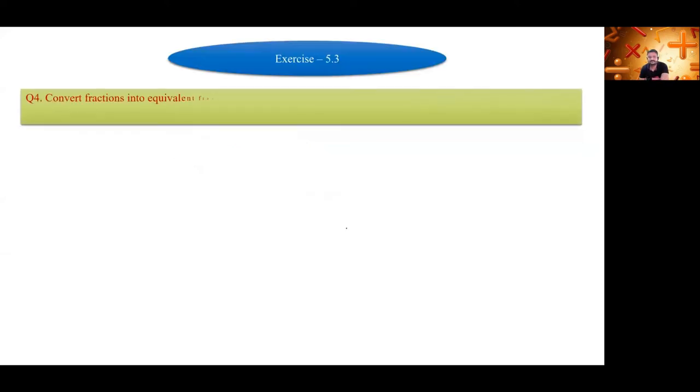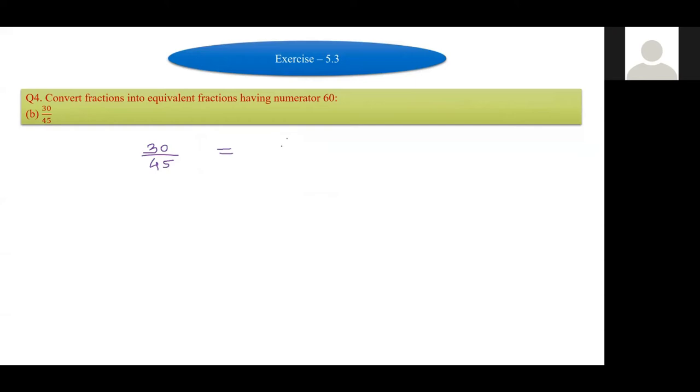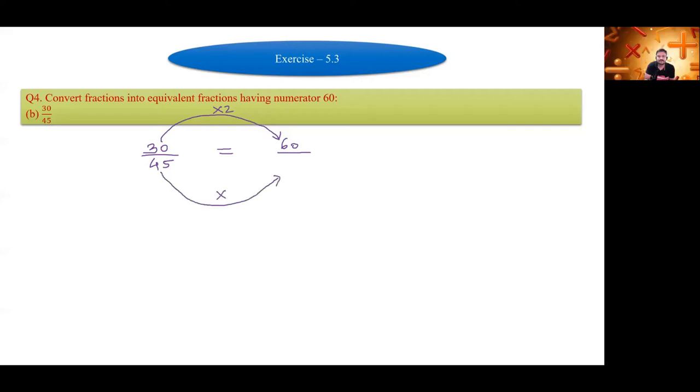Shaurya Lahoti. Yes, sir. Convert fractions into equivalent fractions having numerator 60. 30 upon 45. We will multiply 30 by 2. 30 becomes 60 and 45 becomes 90. Correct. 45 twos are 90. So the equivalent fraction is 60 upon 90. Okay. Next, Shlok Joshi.